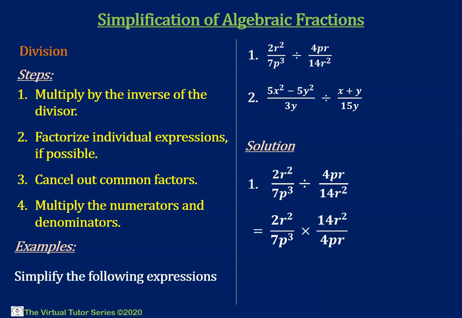For the sake of simplicity, let's first multiply the numerators and denominators before factorizing. So we have 2r exponent 2 times 14r exponent 2 to be 28r exponent 4, and 7p exponent 3 times 4pr to be 28p exponent 4 r.